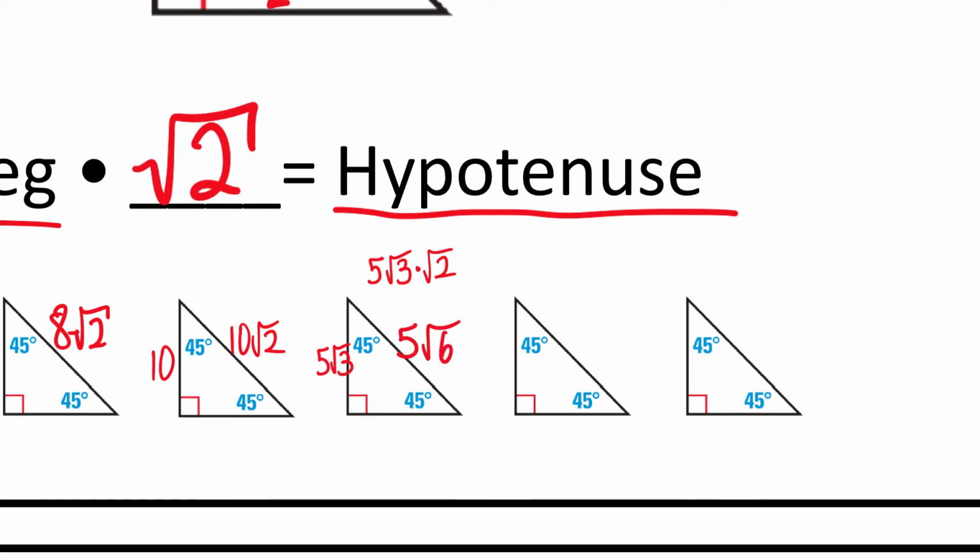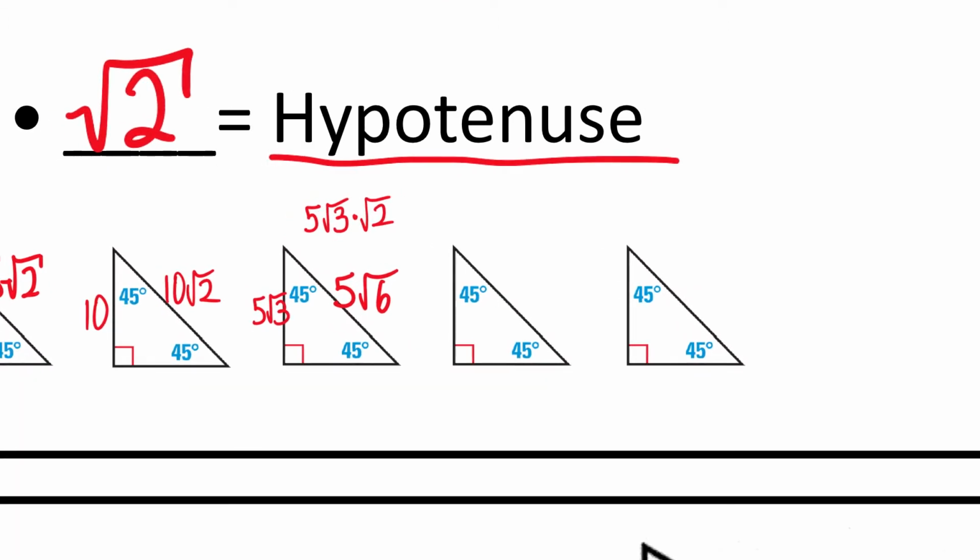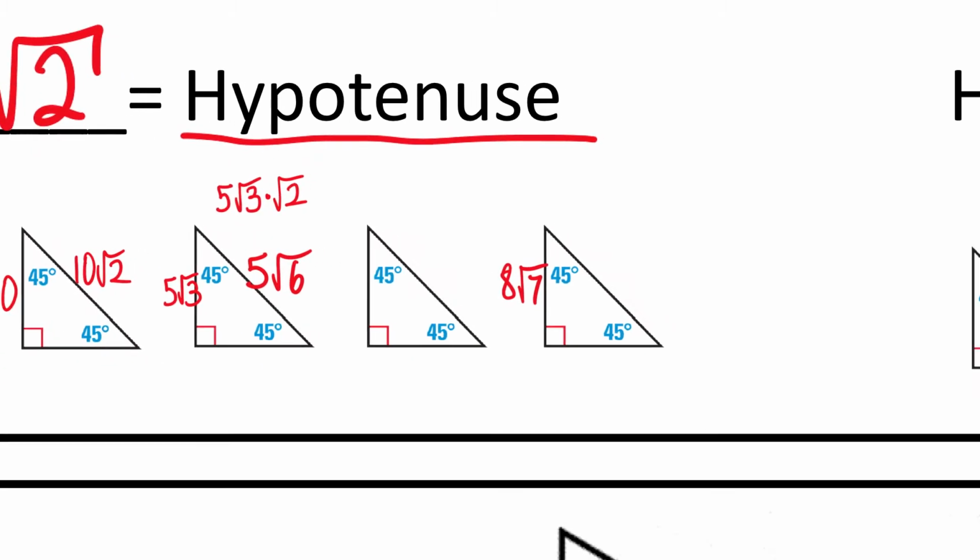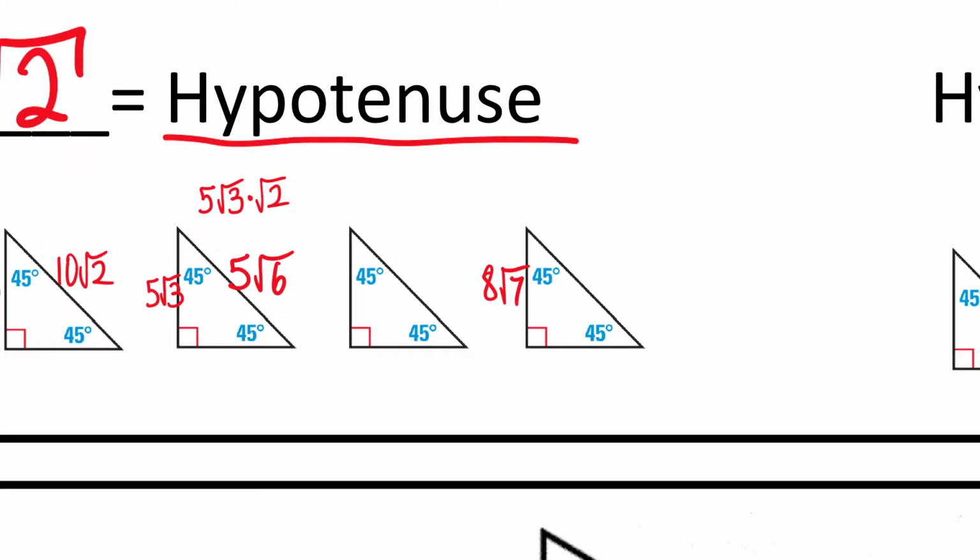5 square root of 6. So let's say we have 8 square root of 7. How long is the hypotenuse going to be? Good. So we take the leg, which is 8 square root of 7, times the square root of 2, and this is going to give us 8 square root of 14.